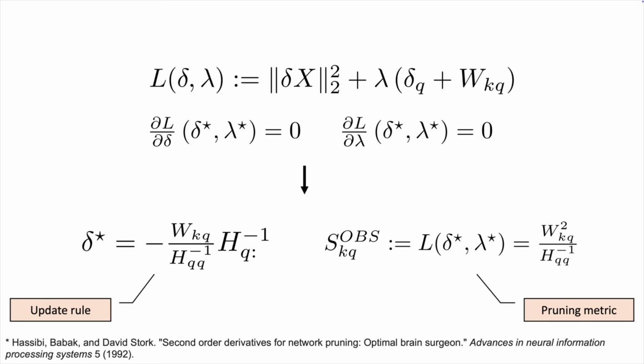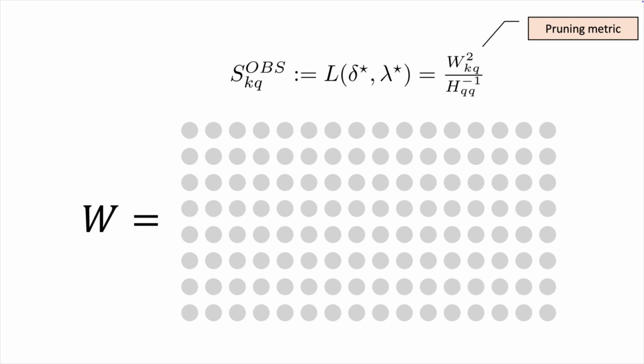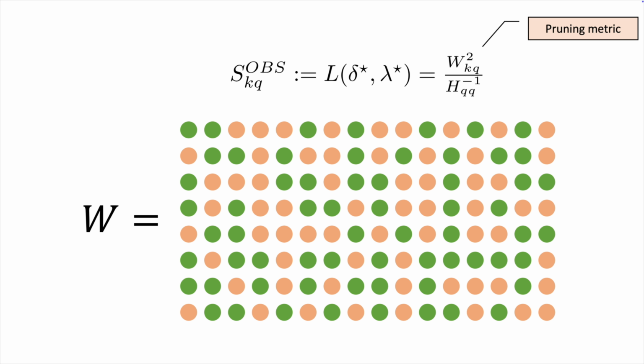Therefore, we can compute this score for every weight and identify the least important parameters. This is the central result of Optimal Brain Surgeon, OBS for short. It gives us both a way to rank weights for removal and a way to reconstruct the surviving weights afterwards. Let's look at how we can apply this. We compute the saliency score for every weight and select the parameters that should be removed. In the animation, these selected parameters are shown in red, while the green parameters are retained and allowed to change.